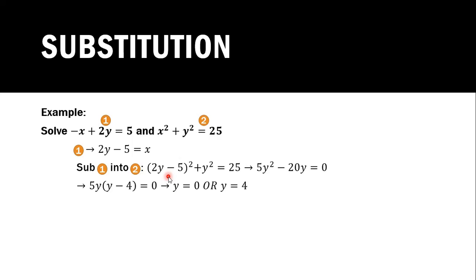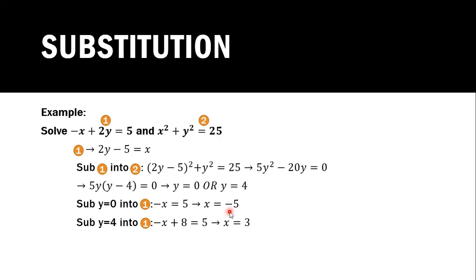So here you see we've got two solutions. That's because we have a quadratic as one of our simultaneous equations. So we're then going to sub y equals 0 first into number 1. The only reason I'm doing it into number 1 is because it's easier in this case, because this one's quadratic, this one isn't. So then you get -x equals 5, so x equals -5.